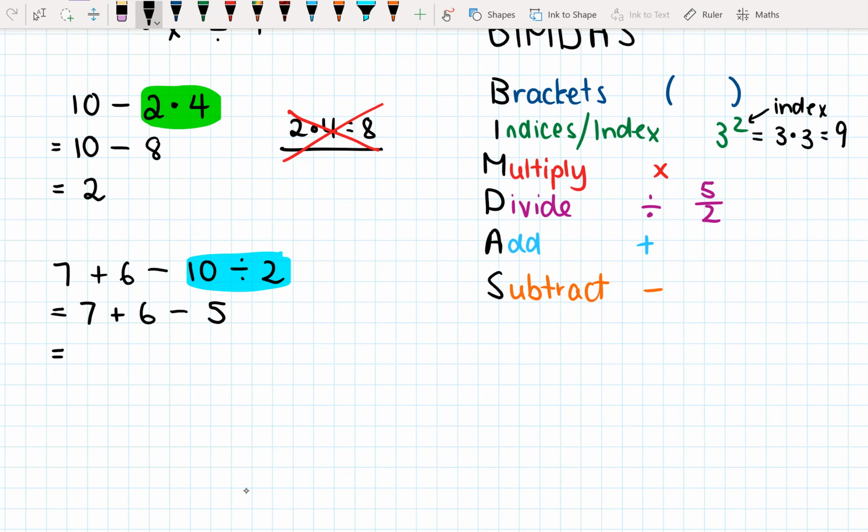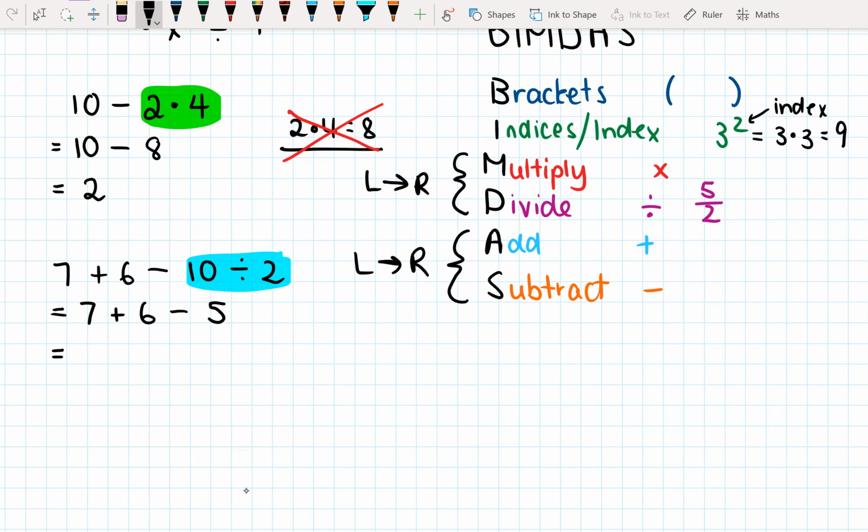So after divide, the divide's gone. Now we just have add. Do we have addition? Yes, we do. Now, there's something a little bit special here. The multiply and divide is left to right. Okay, so that's left to right. And the add and subtract is also left to right. They actually have the same value. Okay, you don't have to do add before subtract. You have to do them left to right.